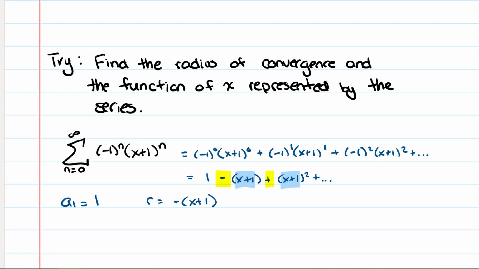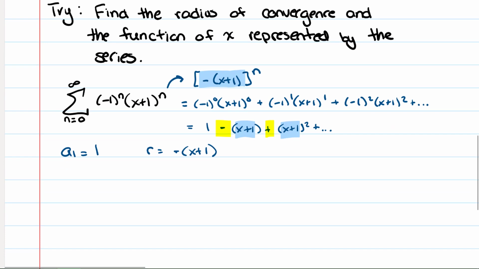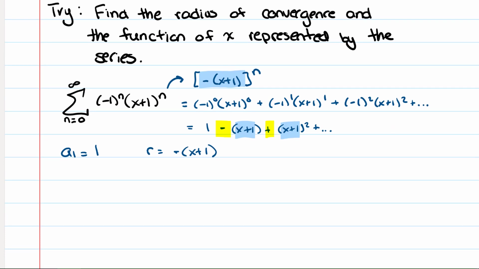Another way you can find r really easily is to rewrite this piece as (negative (x plus 1)) to the n. Because when you separate them, you're going to get the (negative 1) to the n. So you can see really clearly that this is r. Also, if you have an alternating series, your r is going to be negative. That's another big hint. If you have an alternating series where the sign changes from positive to negative, r is going to be negative.